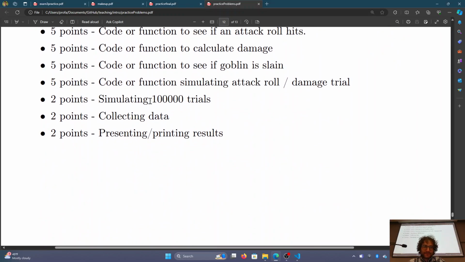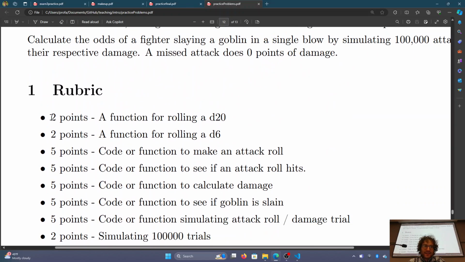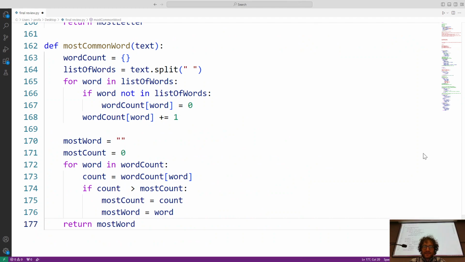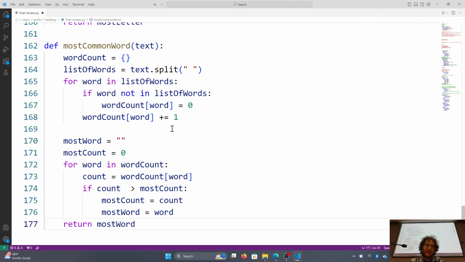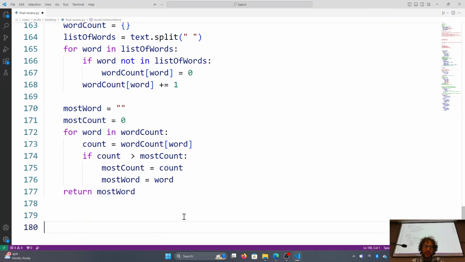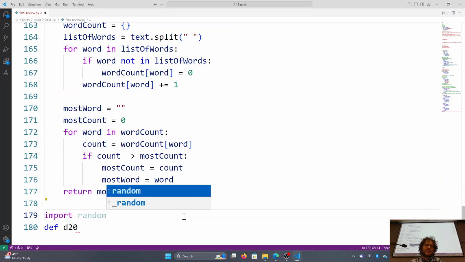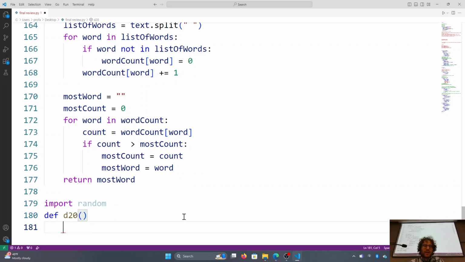But yeah. Okay. So first off, a function for rolling a d20. So let's go ahead and do that. I'm just going to call it def d20, which rolls a 20-sided die. Also, as a reminder, you've got to import random whenever we're doing Monte Carlo kind of stuff, whenever we're generating random numbers. Okay, a d20.